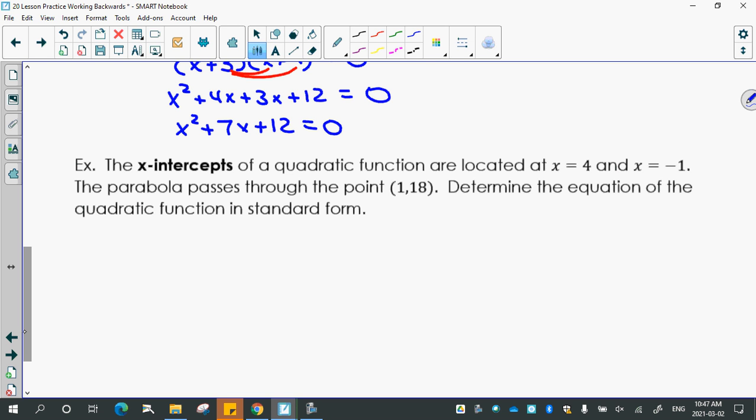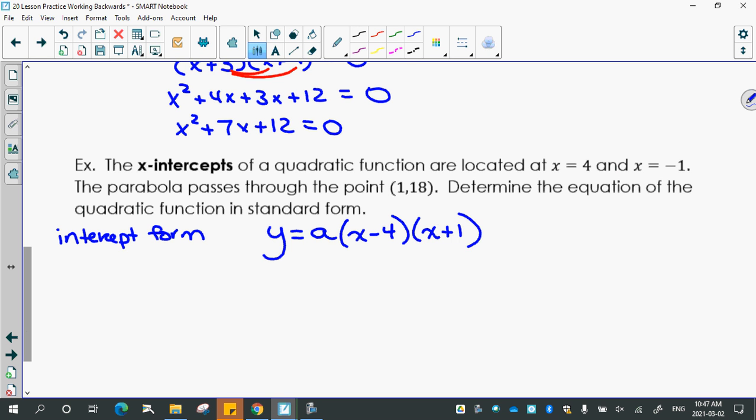Okay. So we're going to start with the best we can do right now with intercept form. So what would be the best you could write down for me in intercept form right now? And I'll give you a hint. We don't know A, so we still have to have an A there. But we do know R1 and R2. You know the x-intercepts. So x minus 4 times x plus 1. Does everyone see why it's x minus 4 times x plus 1?